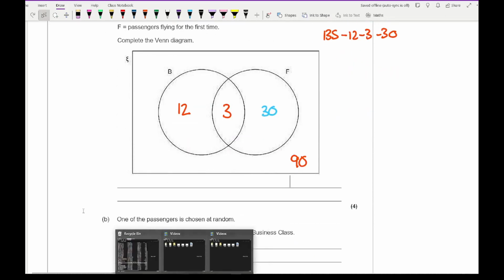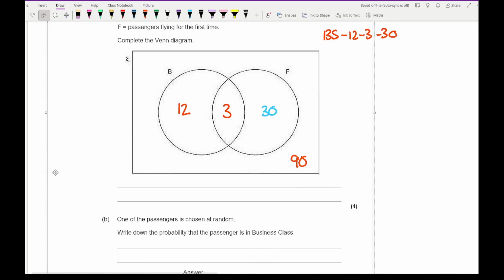Part B then says that one of the passengers is chosen at random. Write down the probability that the passenger is in business class. So the people flying in business class is going to be 15. So it's going to be 15 over 135. And if I simplify that fraction, I get 1 over 9.